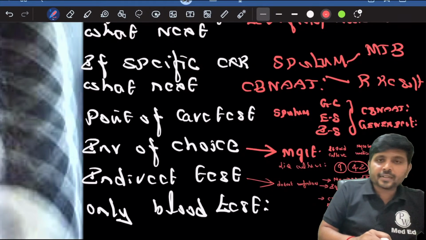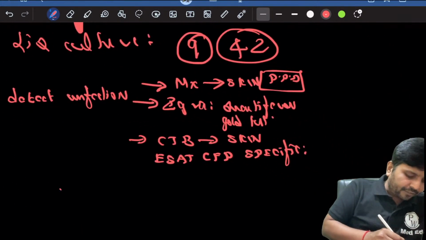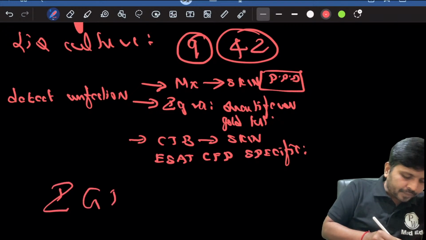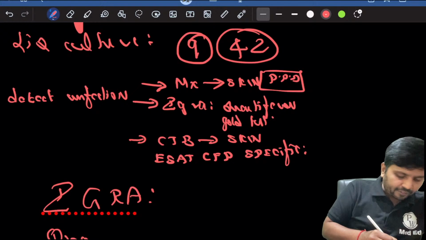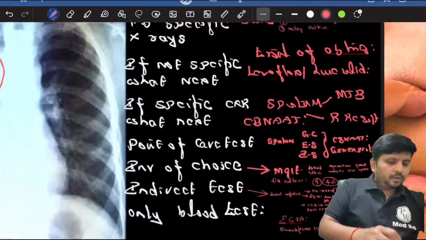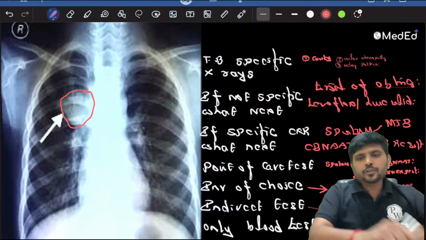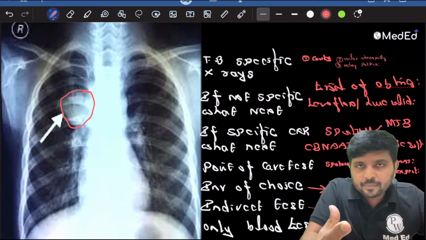And what is the only blood test that you do with TB? Simple. The only blood test is IGRA, interferon gamma release assay, otherwise known as the quantiferon gold test. This was asked once in AIIMS. Okay, that's all. So what are all the points that we gather in this image?